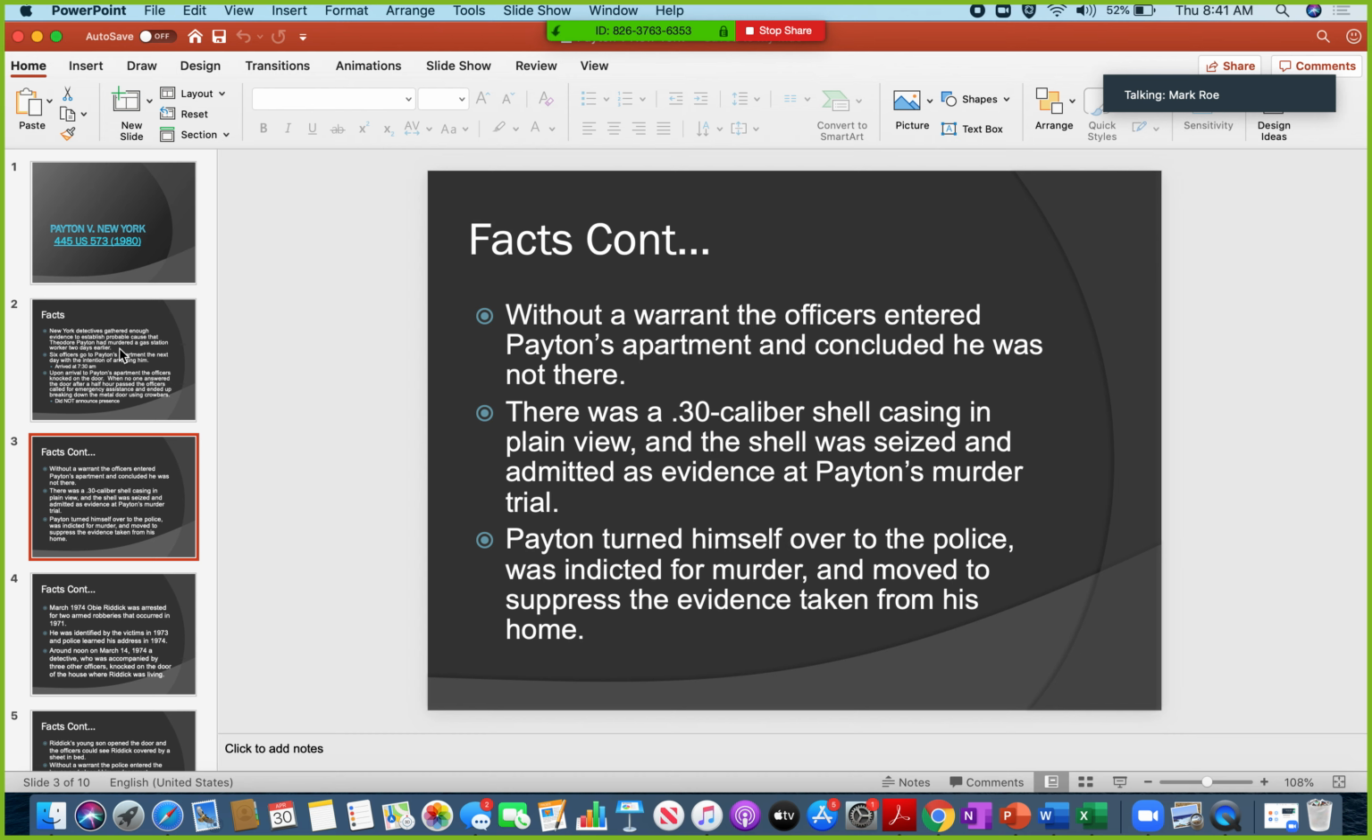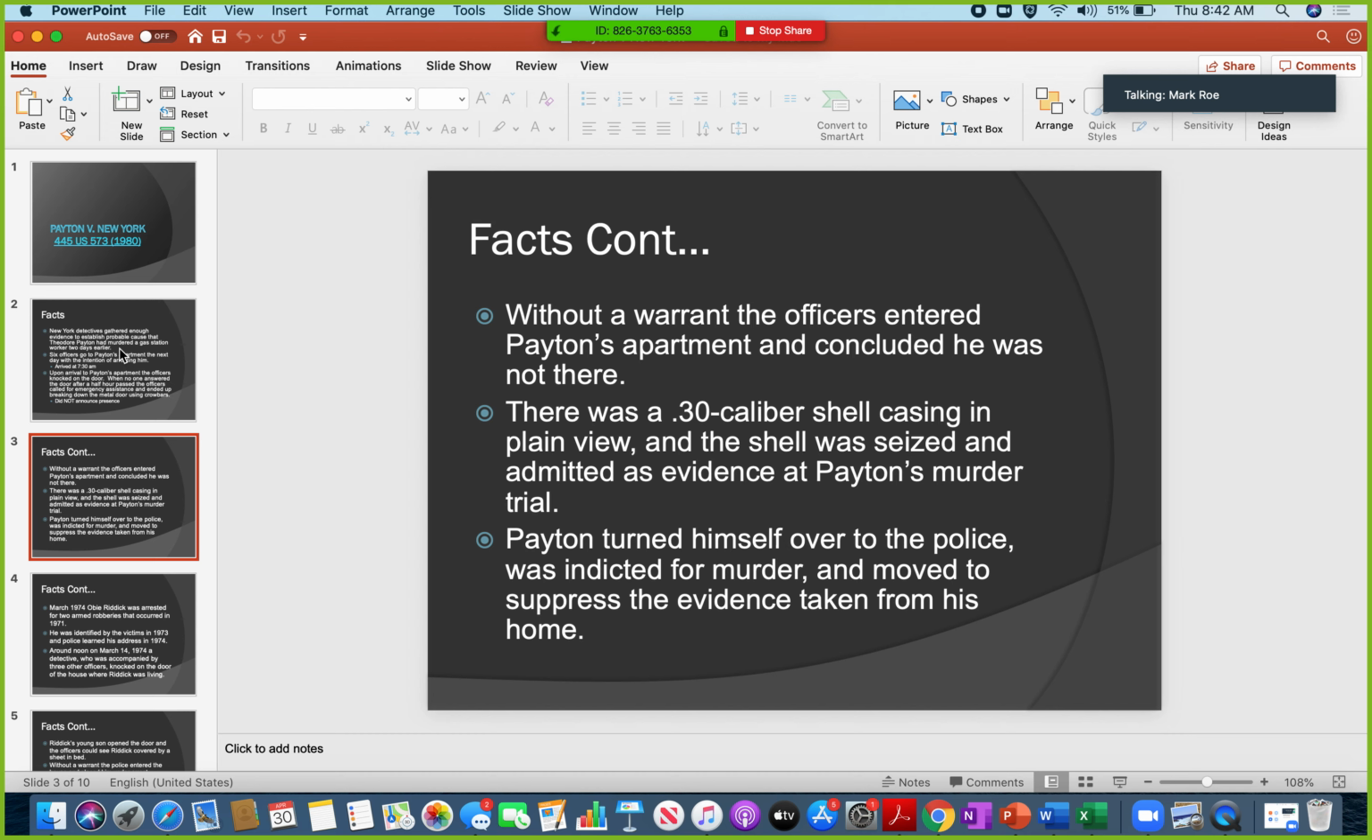Eventually, Payton's going to turn himself over to police. He gets charged with murder, and Payton had asked that the evidence taken from his home be suppressed, basically meaning that it would not be able to be used against him in the court of law. Okay. And that shell casing to the officers was a pretty important piece of evidence, because that caliber shell casing was also the same shell case, or same size, that had been used to kill the gas station attendant. But Payton asked that that evidence be suppressed because the officers did not have a warrant to search his house.